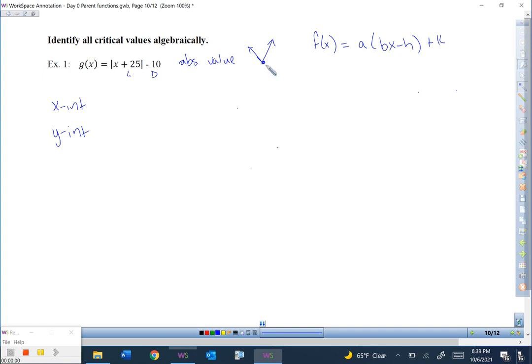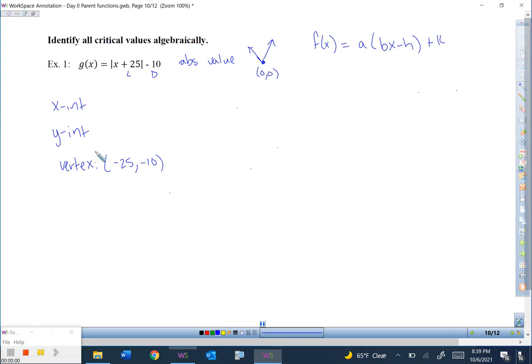Why that's important is because this original point started at (0, 0). If we can take that point and translate it, we just found the new critical value without a lot of work. Okay, so this, like I said, was called the minimum, but it's also called the vertex. And we just decided it's at (-25, -10), because left 25, and down 10.